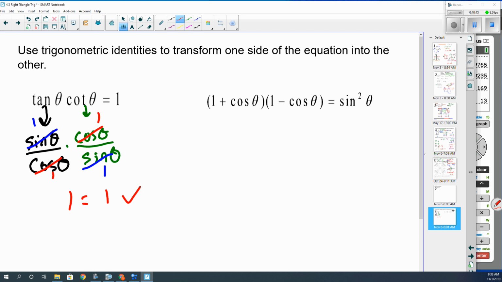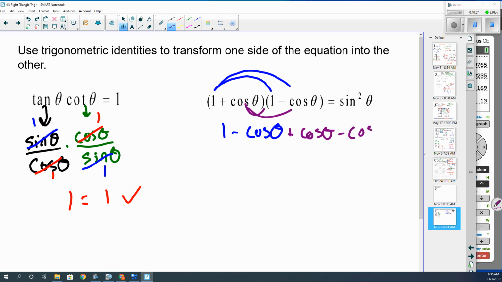So what I could do is I'm just going to FOIL these out. 1 times 1 is 1. 1 times negative cosine theta is negative cosine theta. Cosine theta times 1 is a positive cosine theta. And then cosine theta times cosine theta would be a negative cosine squared theta. So now my cosine theta and negative cosine theta cancel, so I have 1 minus cosine squared theta.